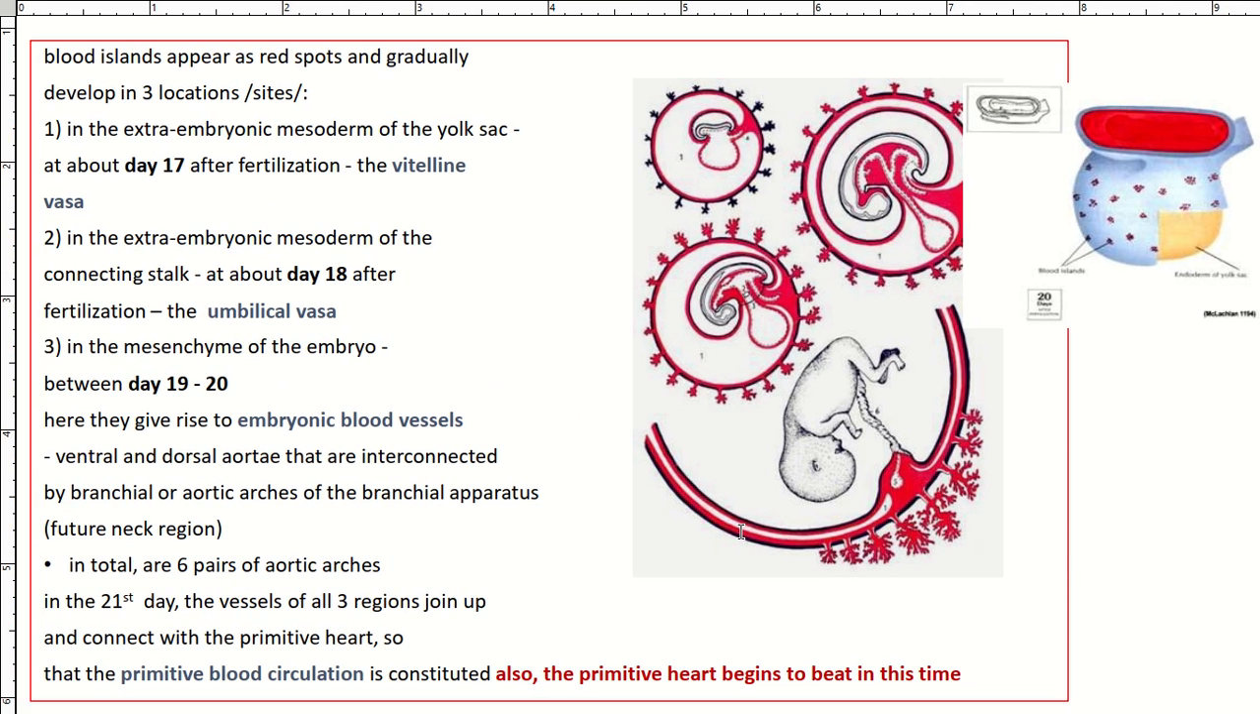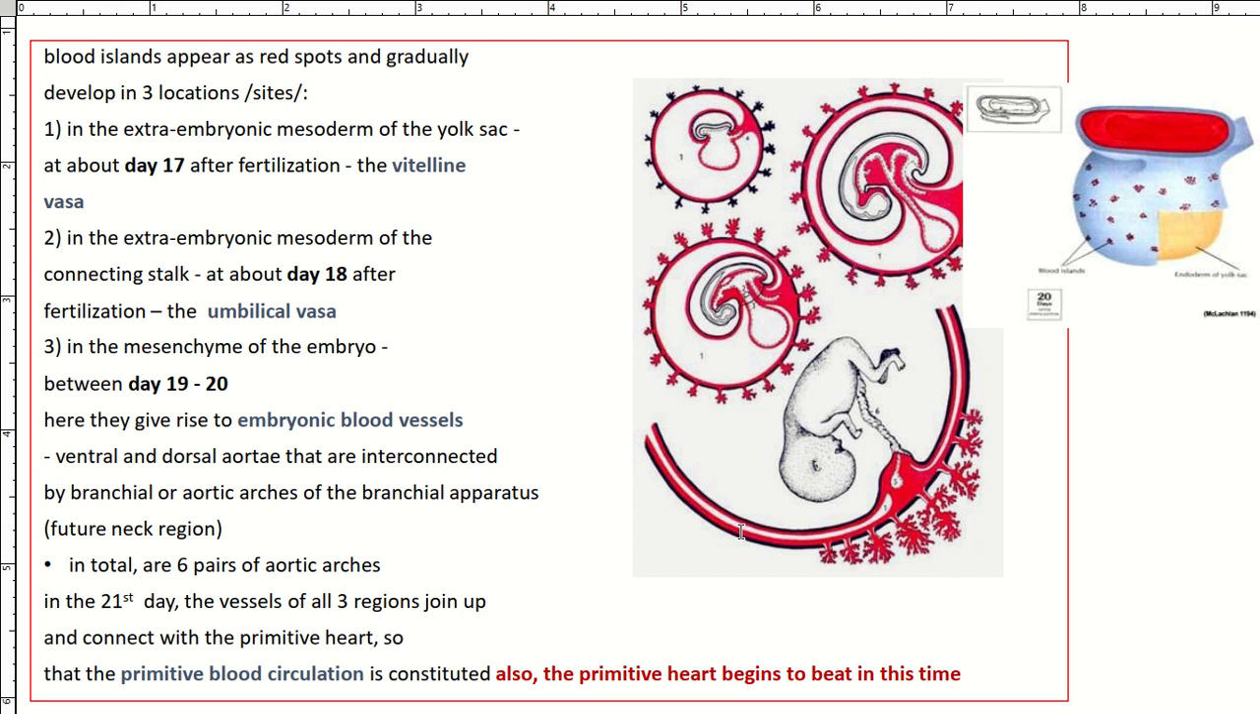So blood islands appear as red spots, and then they gradually develop into three locations or sites. The first one is going to be in the extra embryonic mesoderm of the yolk sac. That is about day 17 after fertilization. Then secondly, in the extra embryonic mesoderm of the connecting stalk, that will be day 18. The one formed in the yolk sac will be your vitelline vessels, your vitelline vein, your vitelline arteries, and so forth.